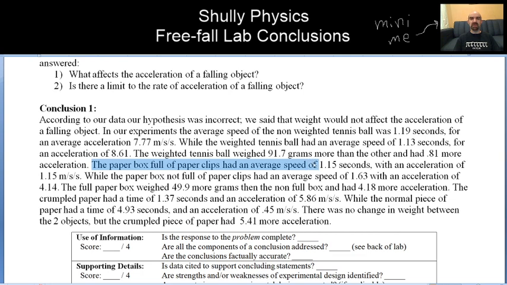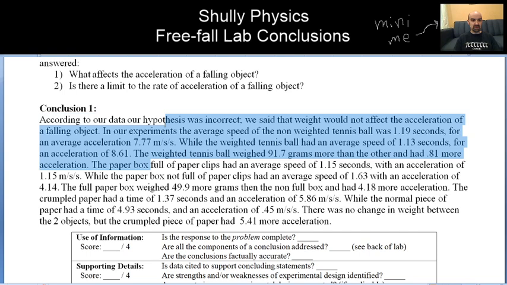But then look what happens next. The paper box full of paper clips. They just went on to something different. What are they trying to say with this comparison? Make a statement. We found that weight affects acceleration. The heavier objects tend to have a greater rate of acceleration. For example, the weighted tennis ball had an acceleration of 8.61, which was 0.81 meters per second squared greater than the non-weighted tennis ball that had an average acceleration of 7.7 meters per second squared. See, you need to make a statement here, make a bold statement, and back it up with data. All right, that would make this a much stronger conclusion.